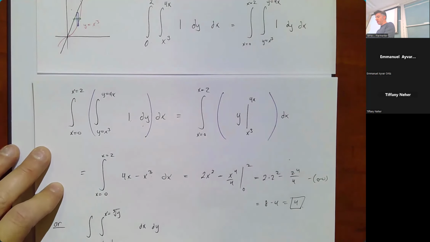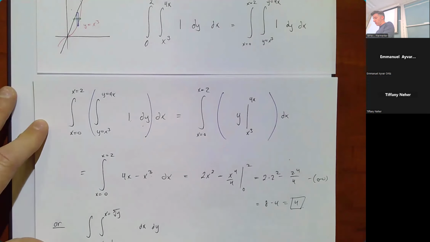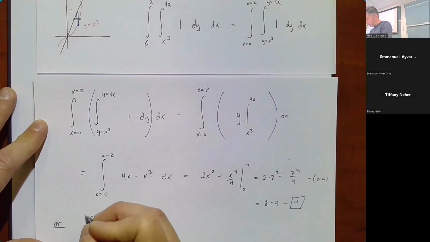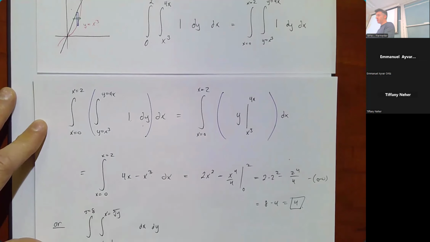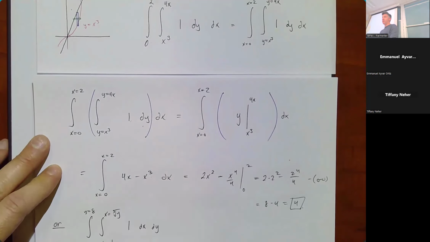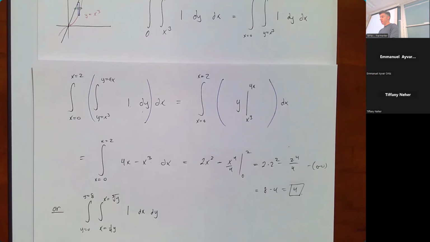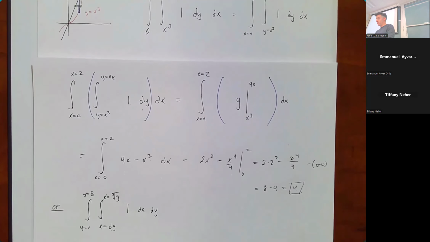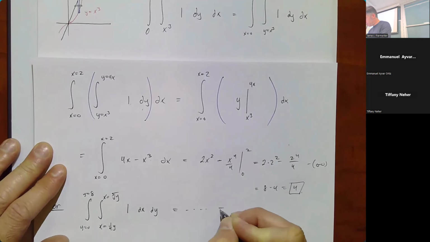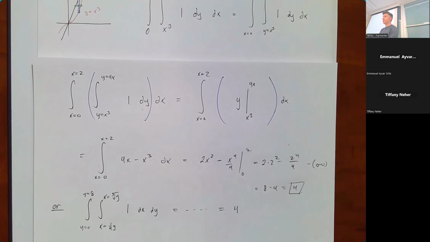And then the y is going from as low as 0 to as high as 8. That would be an equivalent way of writing this. It would still result in the same answer, which I would encourage you to do on your own. It's good work.